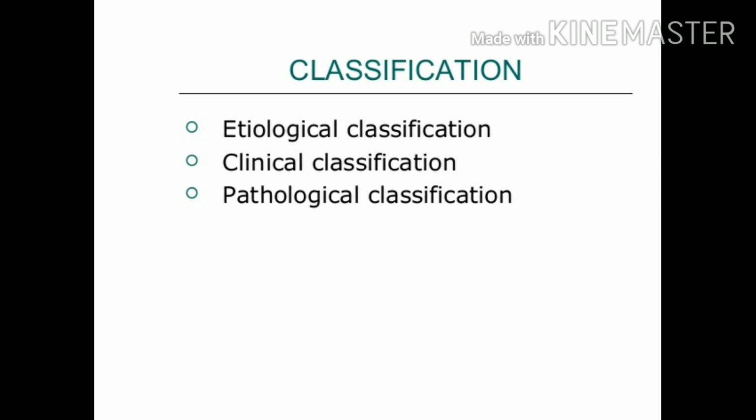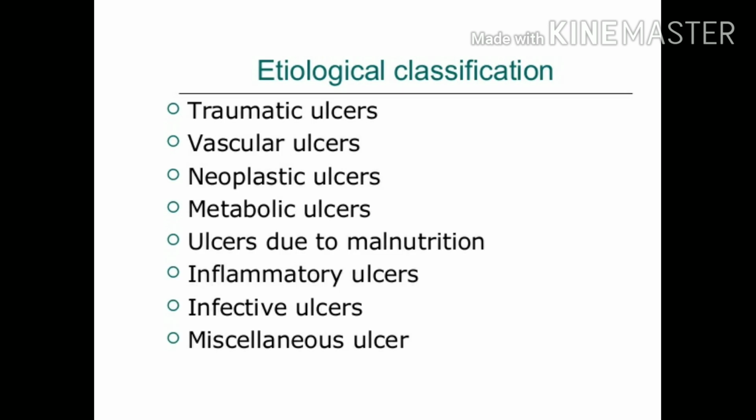Now, one classification can be done on the basis of etiology, clinical classification, and pathological classification. We will be discussing this in detail. Now, first, etiological classification. This will include traumatic ulcers, vascular ulcers, neoplastic ulcers, metabolic ulcers, ulcers due to malnutrition, inflammatory ulcers, infective ulcers, and miscellaneous type of ulcers. These all will come under the etiological classification.